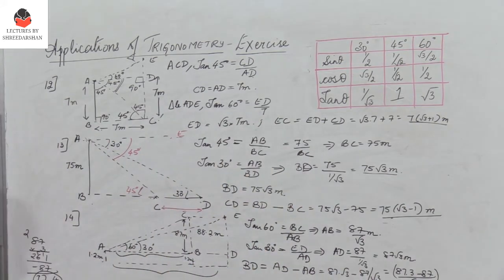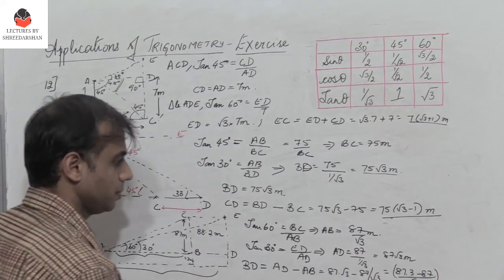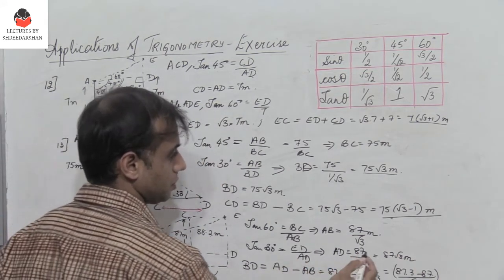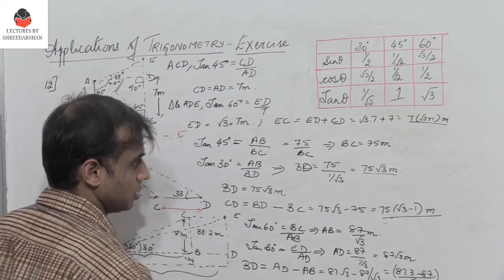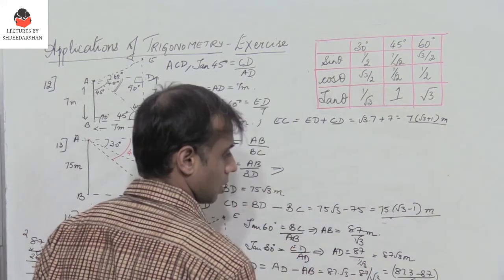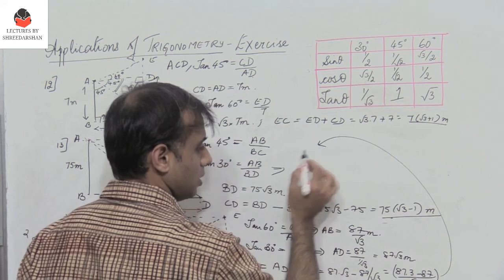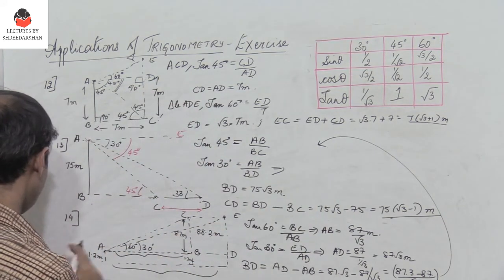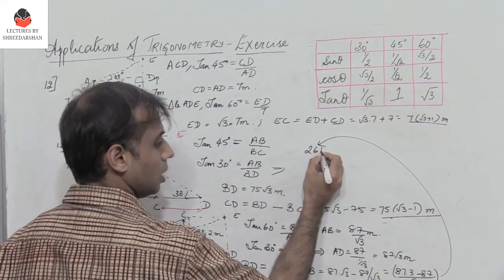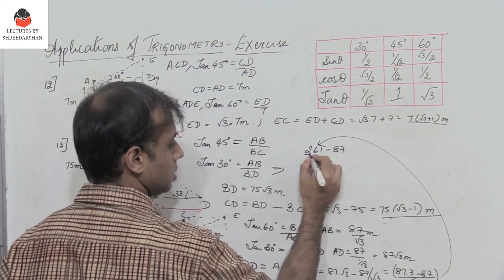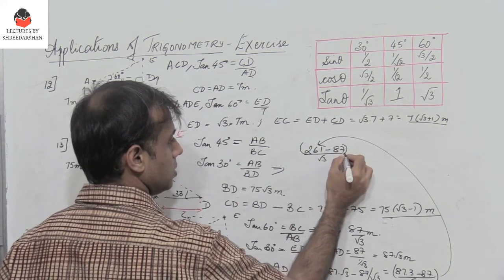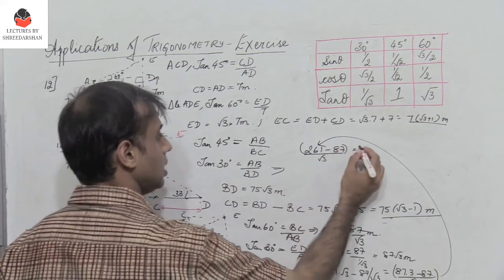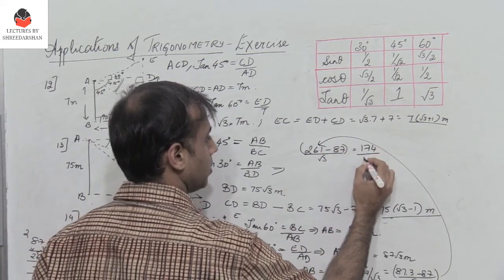Okay, so you can do the calculations. So you get 87 into 3, let me write it here. So 87 into 3 is nothing but 261 minus 87 divided by root 3. So what do I get? I get 174 divided by root 3.